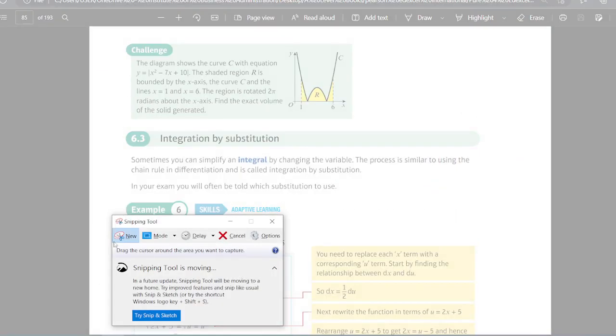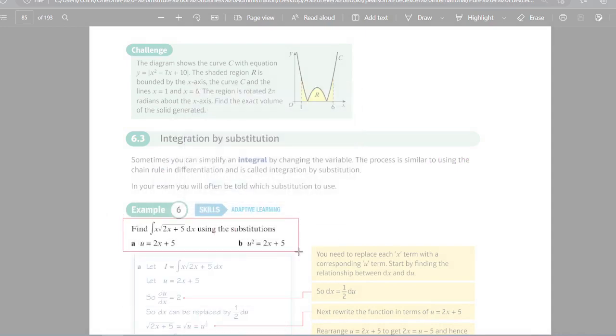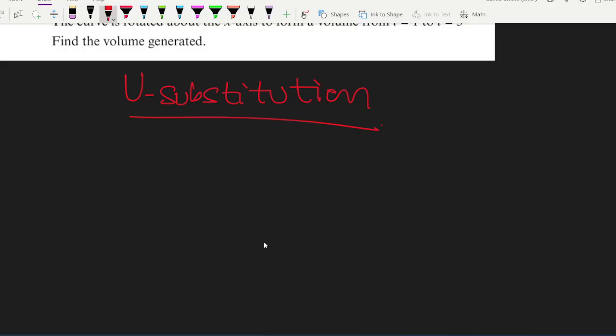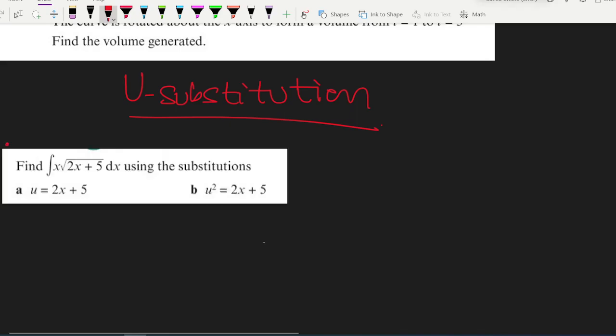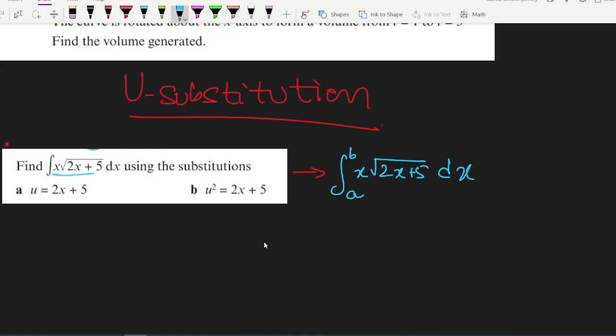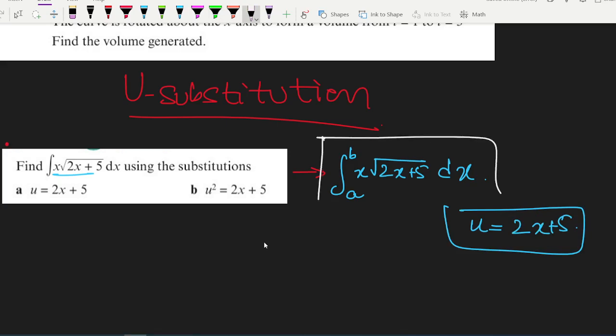Let's do an example so that we get a better idea of how to do u-substitution. Before we look into this question, let's talk about it. For example, if you have to integrate from a to b some function, let's say x under root 2x plus 5, with limits a to b and dx, and you have been given some u substitution, u equals 2x plus 5. So now this integral, which is in terms of x, has to be converted in terms of u.